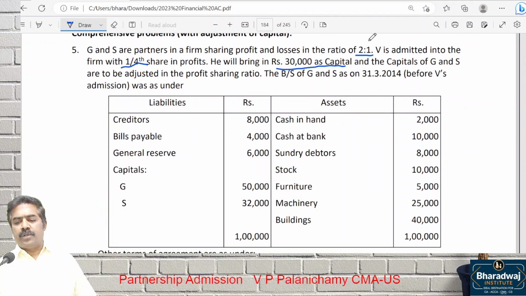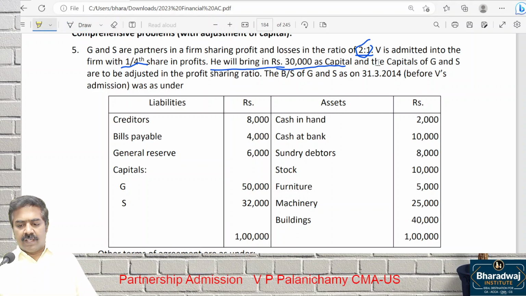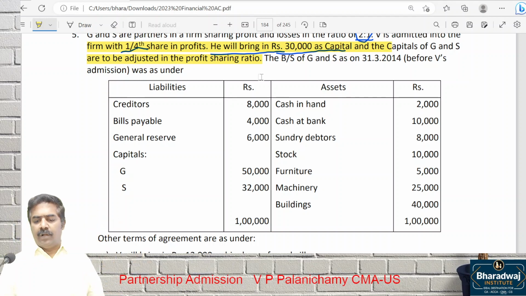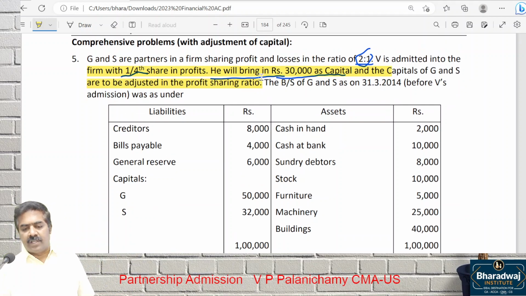What is the old ratio? 2:1. Okay, 1/4 share of profit. He will bring 30,000 as capital contribution. Look at the next point. That is the most important thing. Capital of G and S ought to be adjusted in which ratio? Profit sharing ratio. The new partner capital, old partner capital should be in profit sharing ratio. This is new for us. This has no accounting concept. Accounting concept we have to adjust based on the capital.